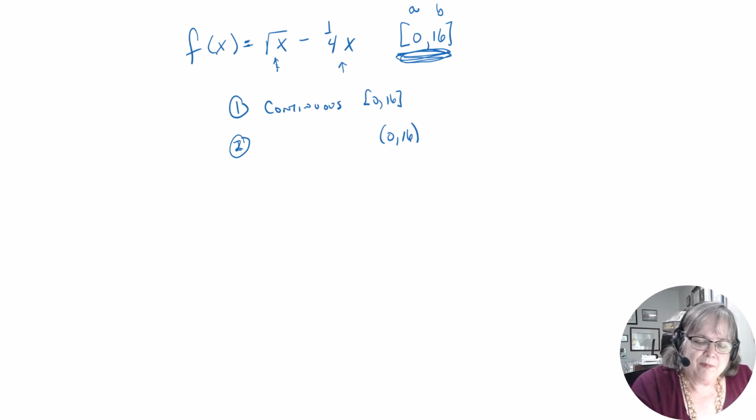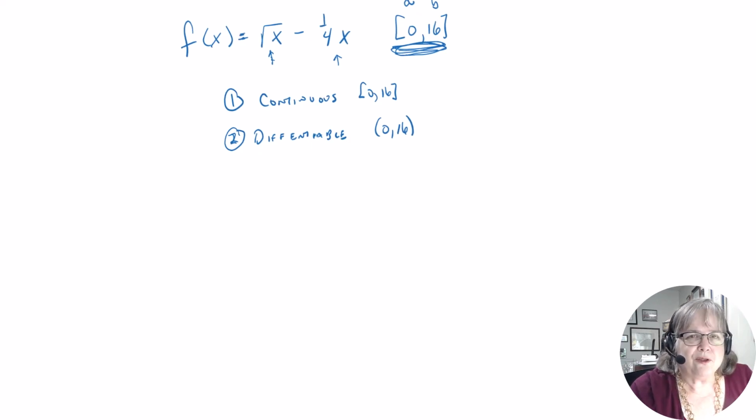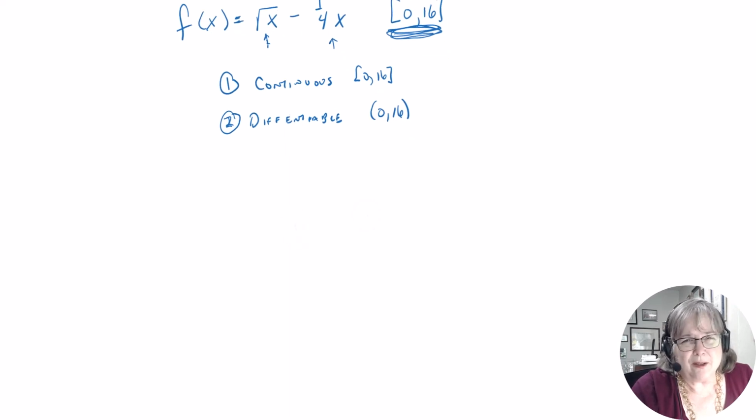So remember, you have to say if these two things are not true in this interval, you don't know for sure that it's going to have a point where the slope is 0. It may have a critical number, but it's not necessarily going to be the slope is 0. So let's get started on part 3, where we're trying to see if the two heights are the same.